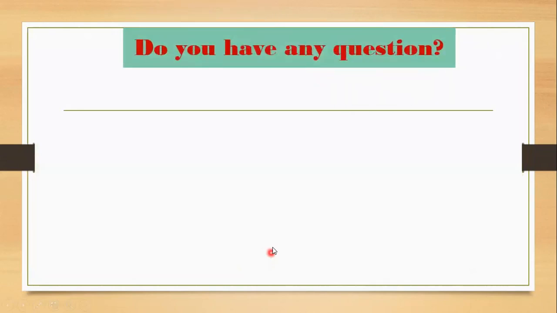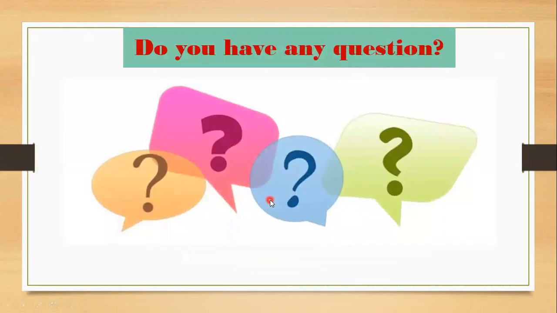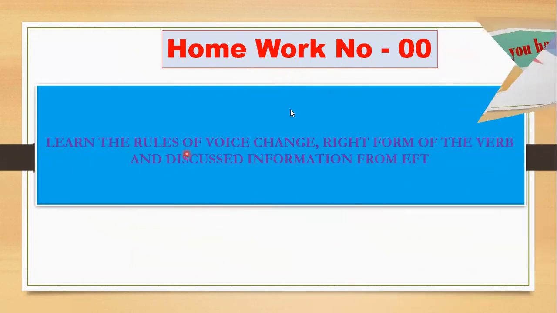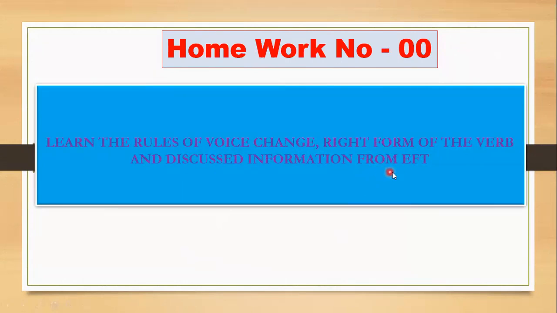Okay, dear students, do you have any question on today's class? Hopefully you have no question. Okay, let's go to the homework section today. It's a happy thing for you that today there is no SW. SW is 00. Learn the rules of the voice and right form of the verb and discuss information from EFT. That information has been given. You should learn properly. You should learn the right form of verb. You should learn the voices properly.